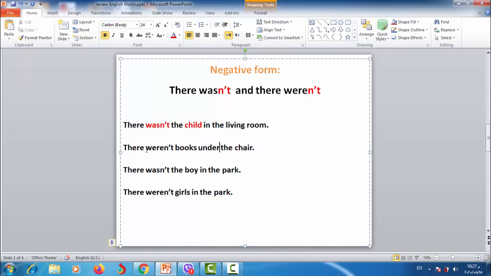Look at the second sentence. There weren't books, or the books. There weren't the books under the chair.